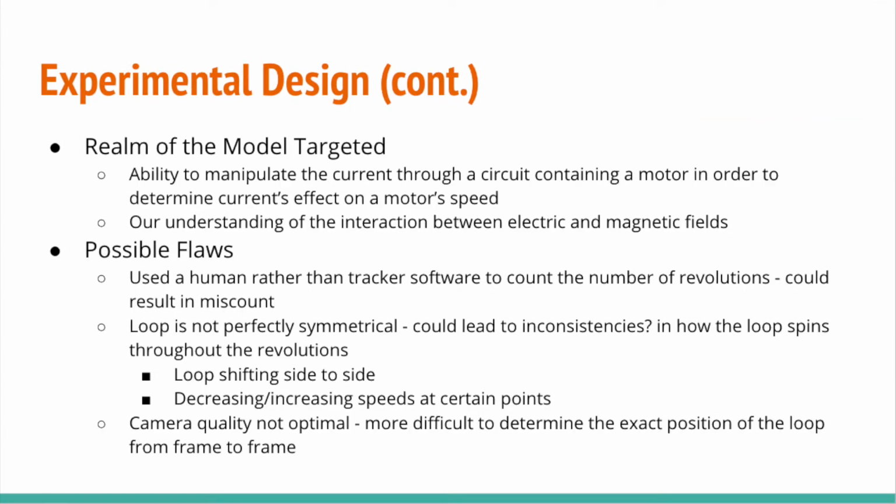The realm of the model targeted was the ability to manipulate the current through a circuit containing a motor in order to determine the current's effect on a motor's speed, and our understanding of the interaction between electrical and magnetic fields. Possible flaws were that we used a human to count the number of revolutions, that the loop was not perfectly symmetrical, and that camera quality was low.